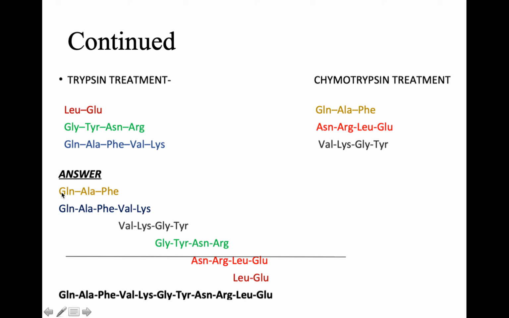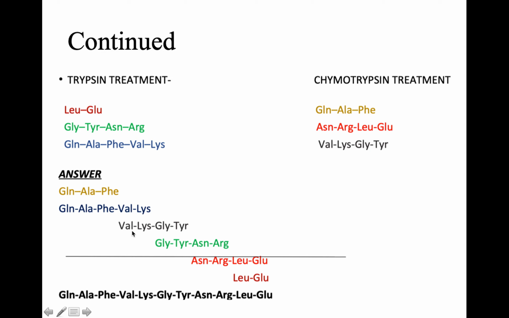This is the fragment obtained from the chymotrypsin treatment, and this is the fragment obtained from the trypsin treatment. Both of them have overlapping sequences. The glutamine, alanine and phenylalanine are there in the chymotrypsin fragment, and the same glutamine, alanine and phenylalanine are also there in the trypsin fragment. So these two have overlapping sequences.